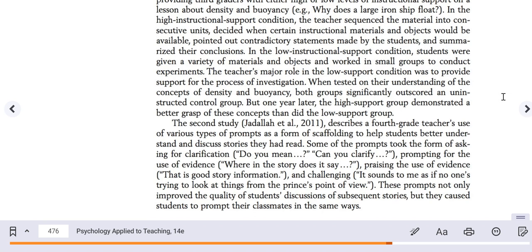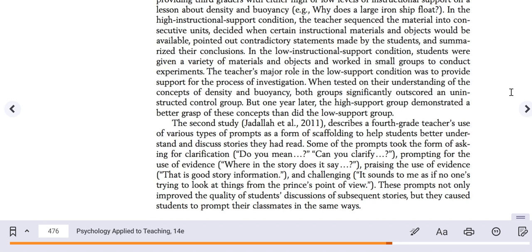The second study describes the 4th grade teacher's use of various types of prompts as a form of scaffolding to help students better understand and discuss stories they had read. Some of the prompts took the form of asking for clarification: "Do you mean...? Can you clarify?" Prompting for the use of evidence: "Where in the story does it say?"